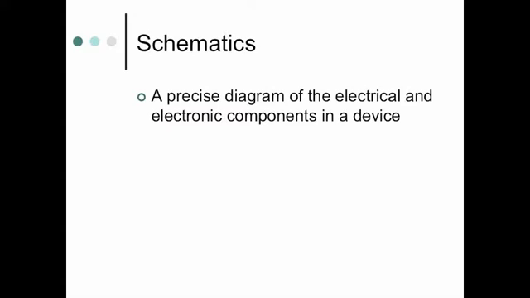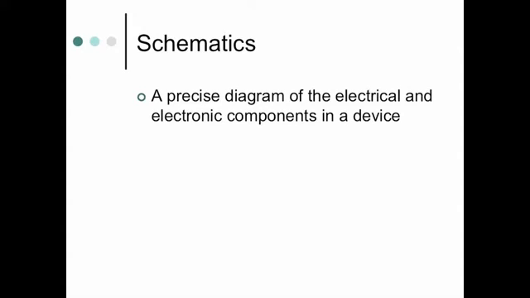A schematic, a few definitions. A schematic, in terms of an electrical description, is a precise diagram of the electrical and electronic components inside the device. It's the kind of thing you see in the back of a manual, with all of these lines going every which way with arrows and circles. That is what a schematic is. It's a very detailed view of what's going on inside a piece of gear, in terms of where the electrons and the signal flow. So it really deals with electron flow.